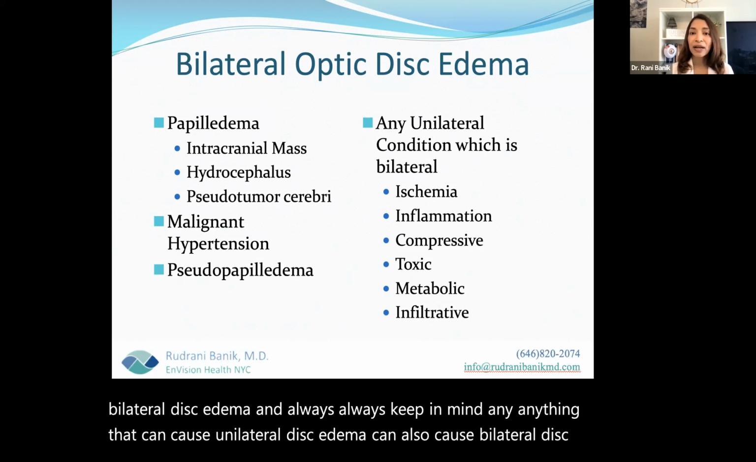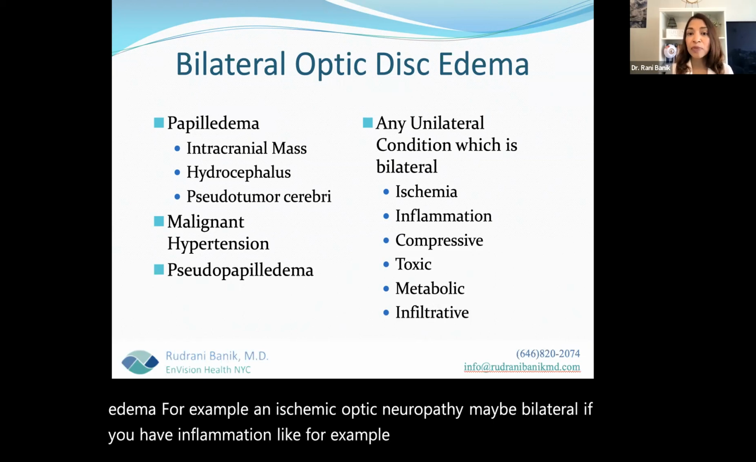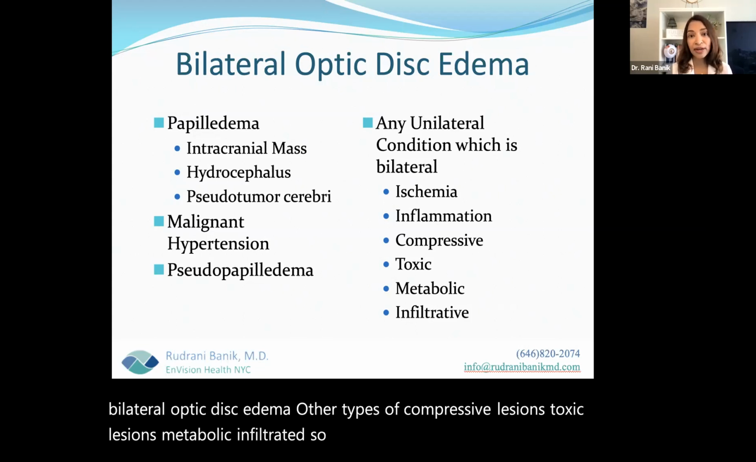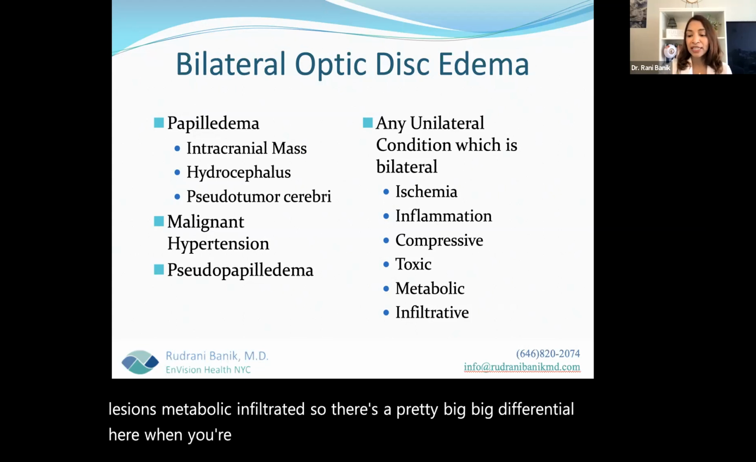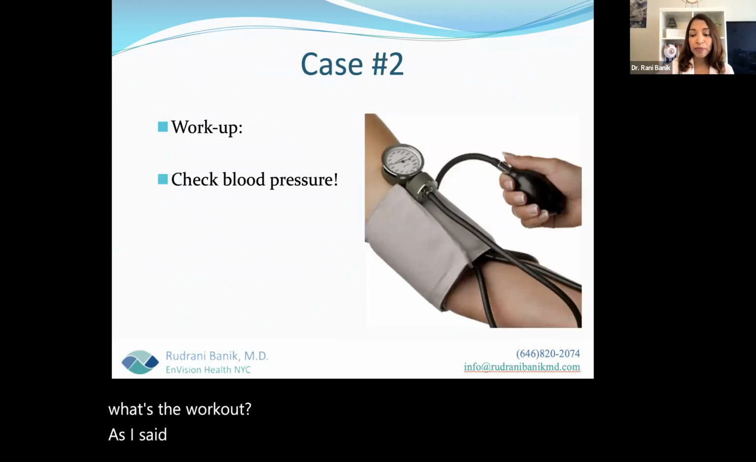For example, an ischemic optic neuropathy may be bilateral. If you have inflammation, for example, optic neuritis can cause bilateral optic disc edema. Other types of compressive lesions, toxic lesions, metabolic, infiltrative. So there's a pretty big differential here when you're thinking about bilateral optic disc edema. But what's the workup? Well, as I said earlier, number one, check their blood pressure when they're in the office with you.